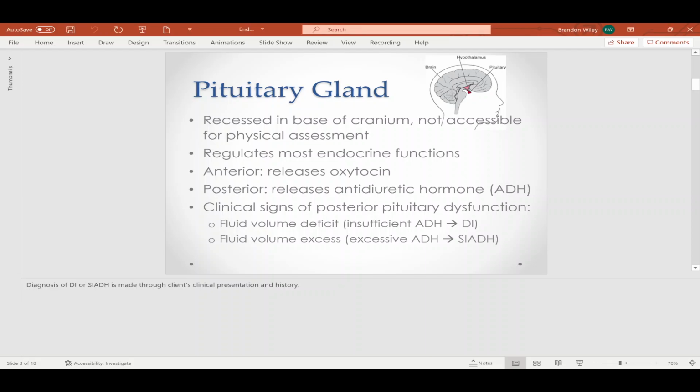Simply put, if you have too little ADH, what do you think that means? Yeah, they're going to be dry. Too little antidiuretic hormone, you're going to be dry. And too much antidiuretic hormone, you're going to be retaining water, so you're going to be overloaded. So that is your difference between DI and SIADH. We'll go into it further, but does that make sense?